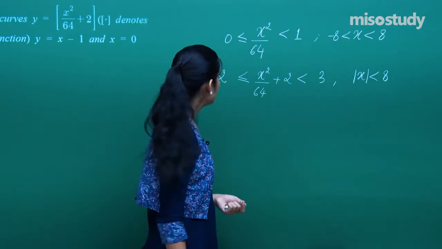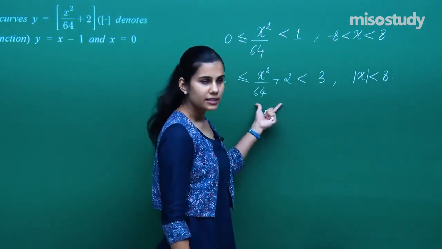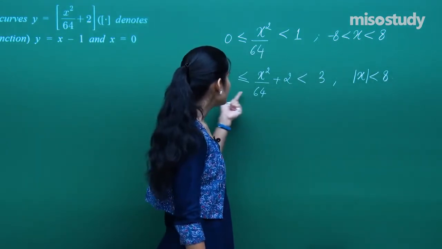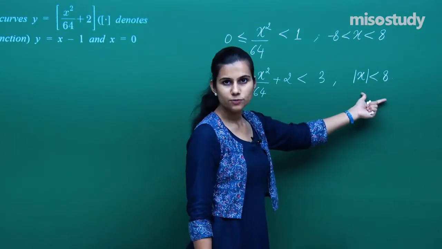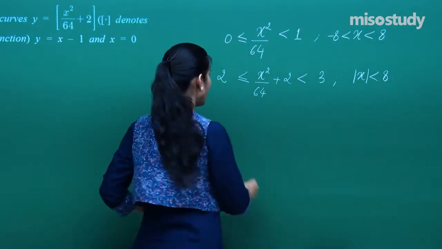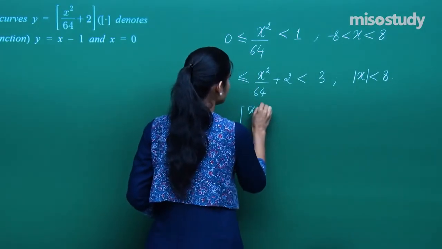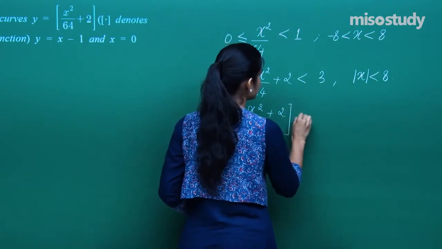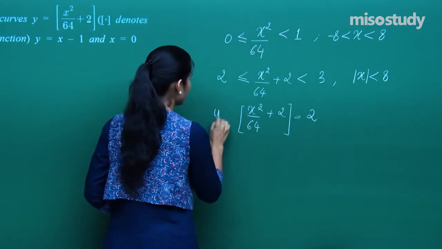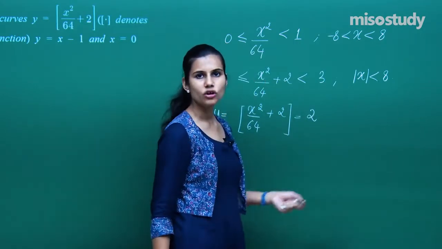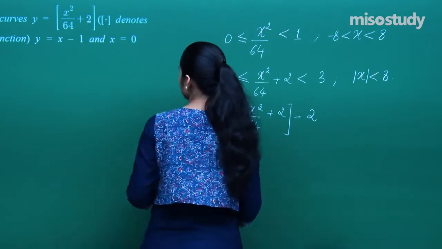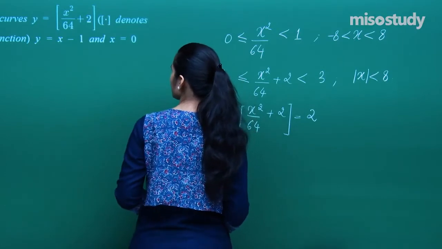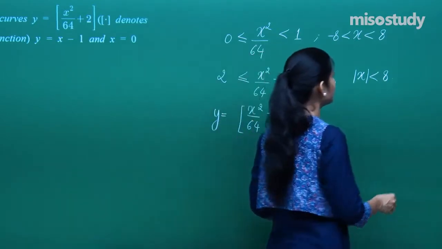Now once you have got this, if this is greater than or equal to 2 and less than 3 for all x which belong to this particular section, I can very easily say therefore greatest integer function of x square by 64 plus 2 is 2. And therefore my function y is nothing but a constant function, y equals 2. Next you have y equals x minus 1, x equals 0 and above the x-axis.